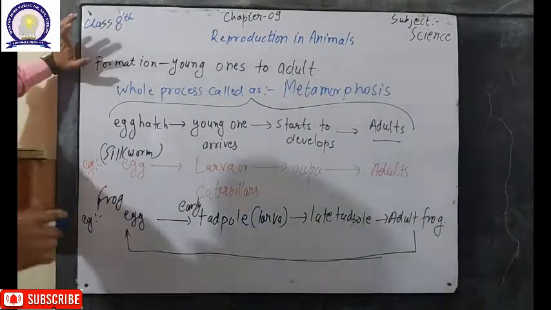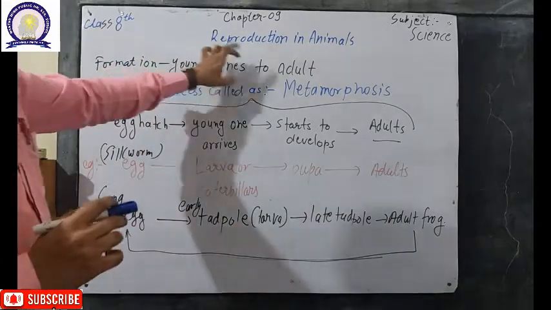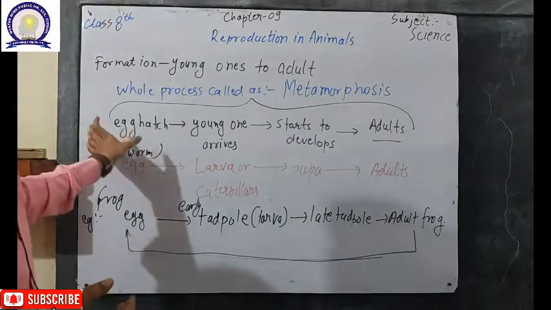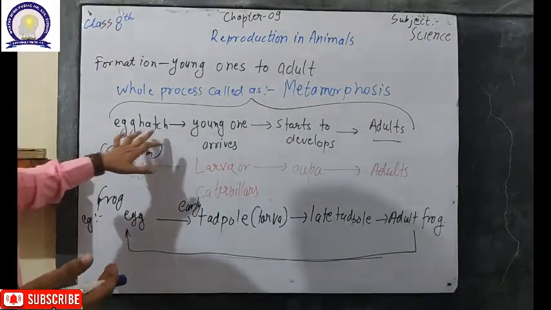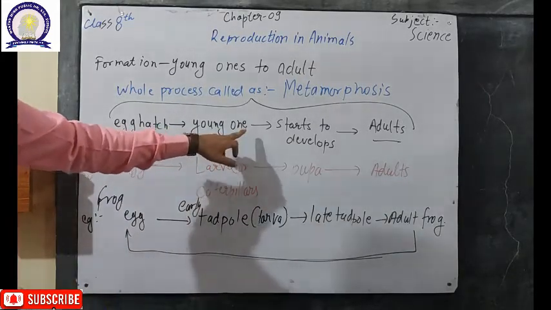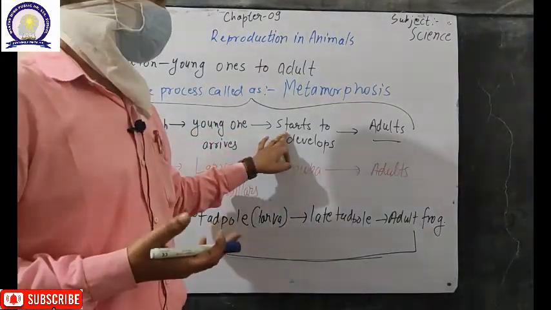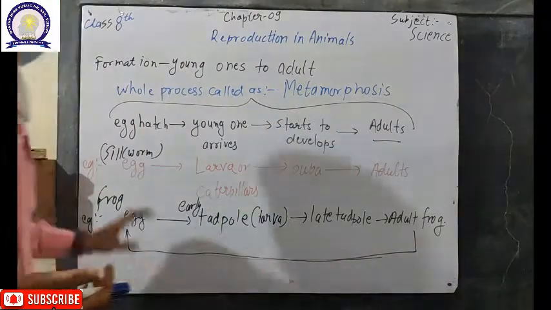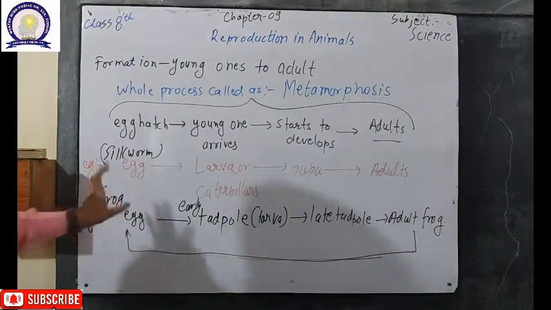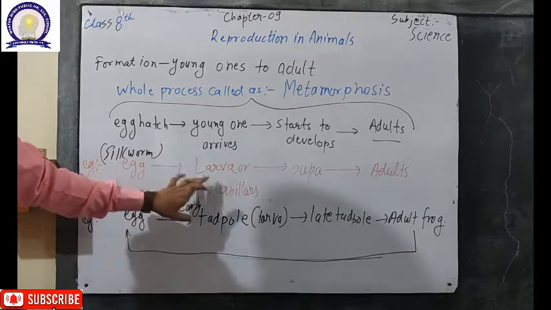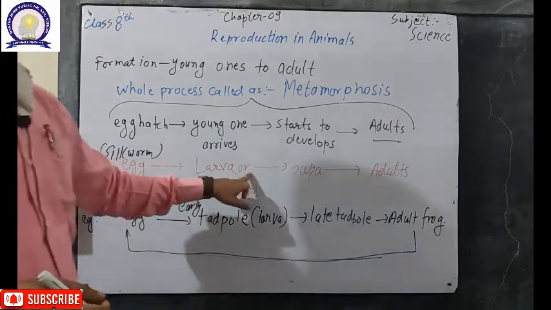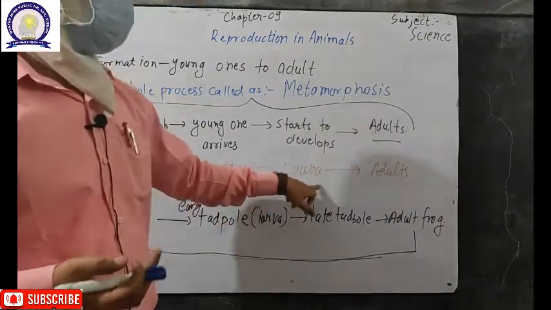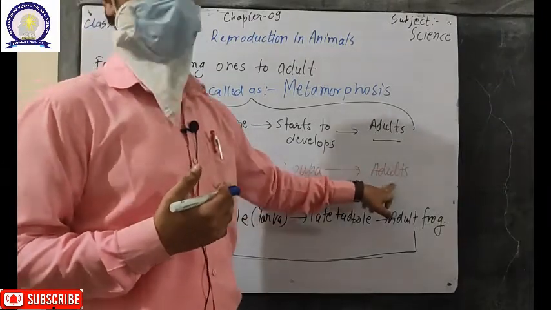Now in some oviparous animals, the young ones become adults over a period of time. Initially the egg is laid, the egg hatches, and the young one arrives. Then the young one develops and grows into an adult. For example, in the silkworm, the egg is laid, and the young one called a larva or caterpillar arises. The caterpillar or larva is converted to a more mature form called a pupa. Then the pupa develops to form an adult.